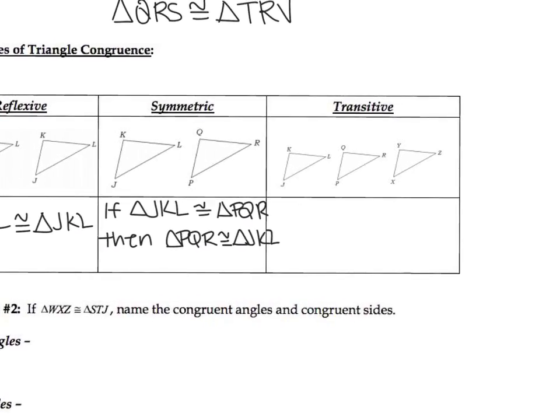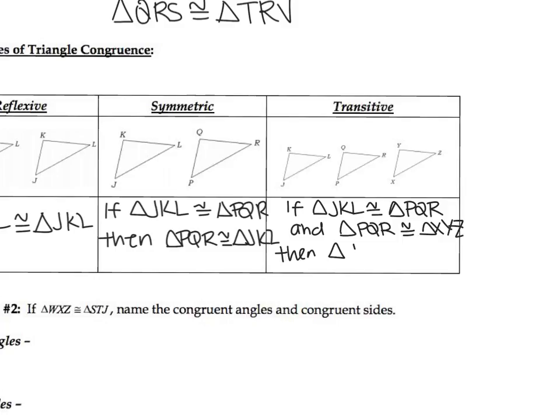And then there is a transitive property as well. If triangle JKL is congruent to triangle PQR and triangle PQR is congruent to triangle XYZ, then triangle JKL is congruent to triangle XYZ. Again, these are statements we've used in the past with proofs, and they are applicable to triangles as well.